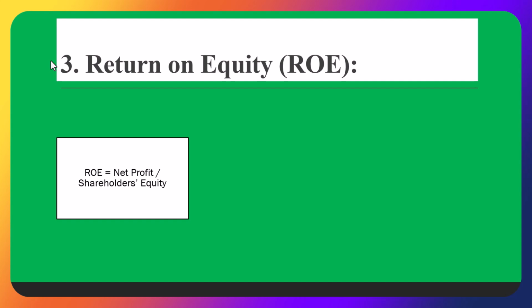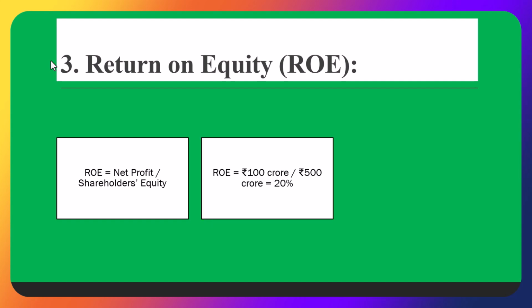Return on equity can be calculated by dividing net profit by shareholders' equity. So the ROE here is 100 crores divided by 500 crores, which gives us 20%. Which means the ROE is very good. The company's net profit is 100 crores and the company's share capital is 500 crores. So that means the company is earning 20% return.